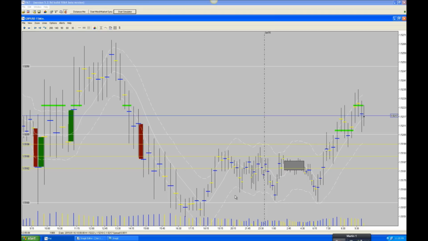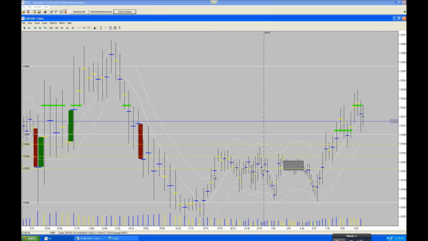Anyway, going back to the trade we were looking at here, this is absolutely not a high volume turn. So the next question is, where is a good place to enter on a high volume turn?